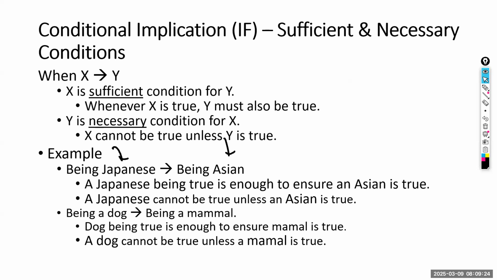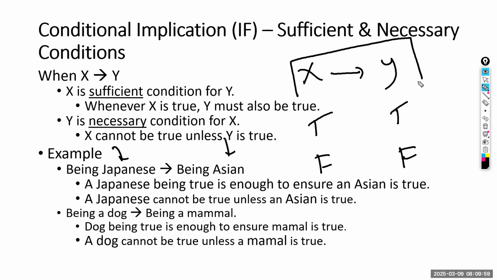If X is false, then Y is false? No, there's no such thing. That is an interesting question that we will discuss later. When we say X implies Y, it means when X is true, Y is true. So your question is, does it mean if X is false, then Y is false? No. This statement has no such bearing.